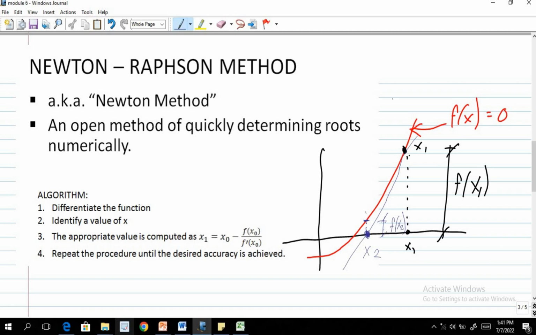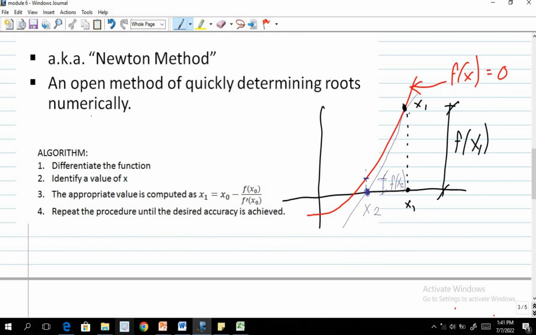Since Newton-Raphson is based on the tangent, notice that it forms a triangle. I'm going to draw this small triangle. It looks like this. This is my tangent line. Then this is the function of x1. This distance, from x1 to x2, I'll name as my x1. And let's say this is your theta.